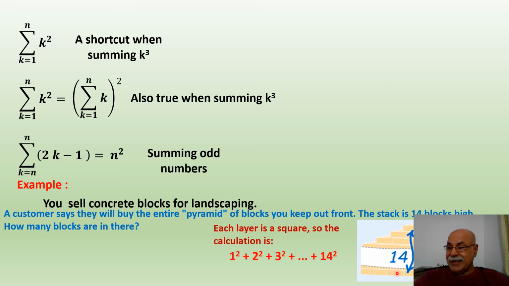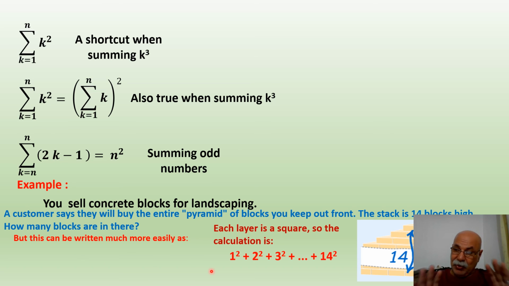Because each layer is a square, that's why the height is 14. We start from 1 square, 2 square, 3 square, 4 square, 5 square, 6 square, 7 square, 8, 9, 10, until 14 square. Now we simplify this normally: 1 times 1 is 1, 2 times 2 is 4, 3 times 3 and so on, but this can be written more easily.